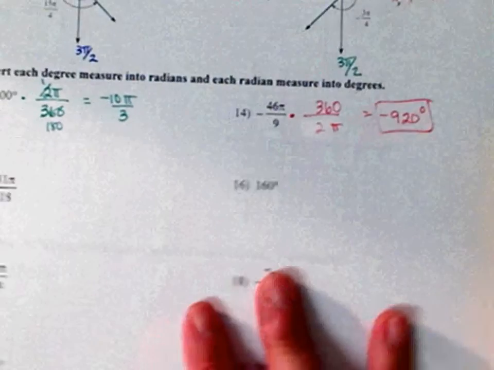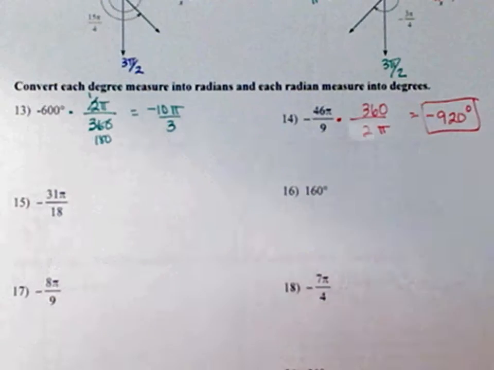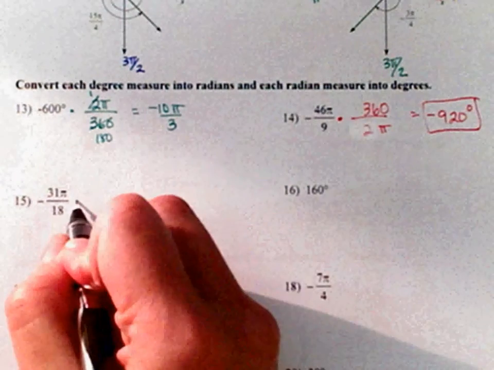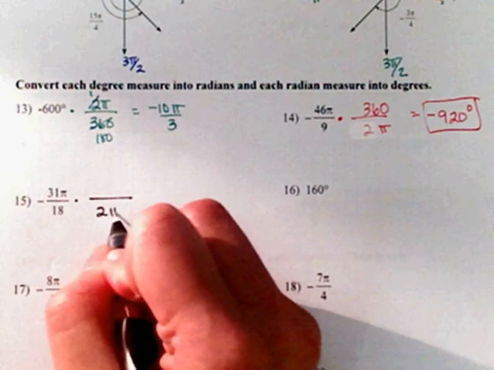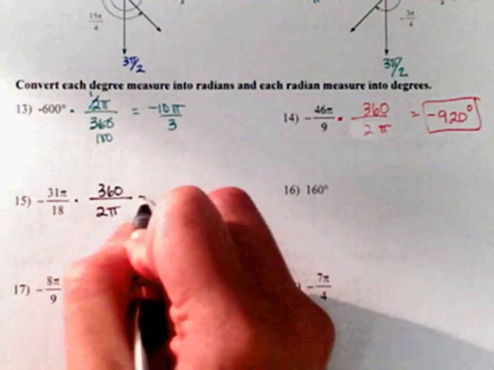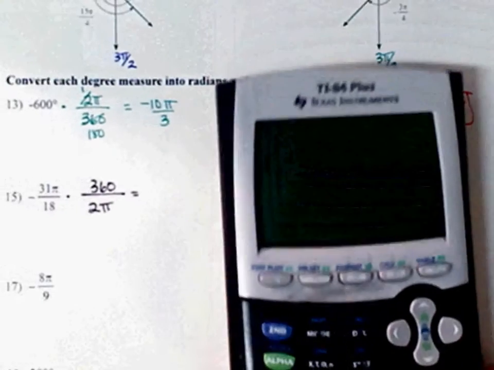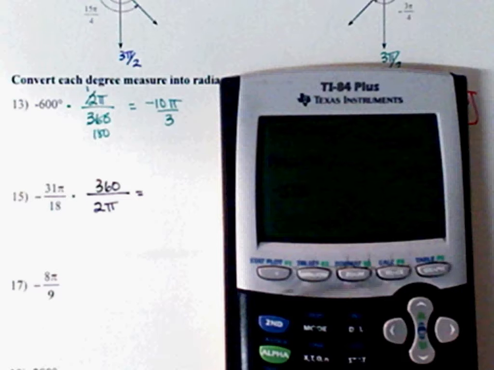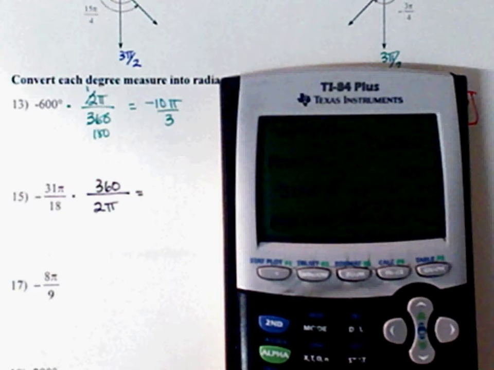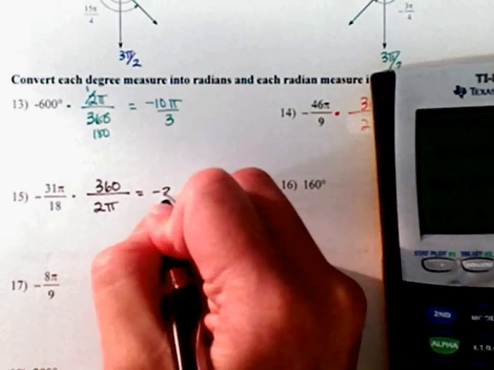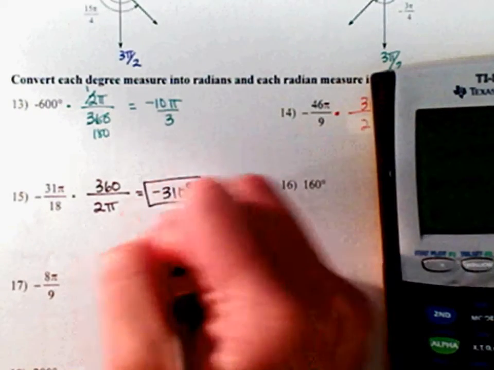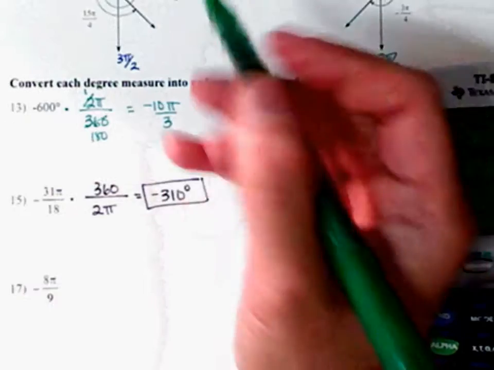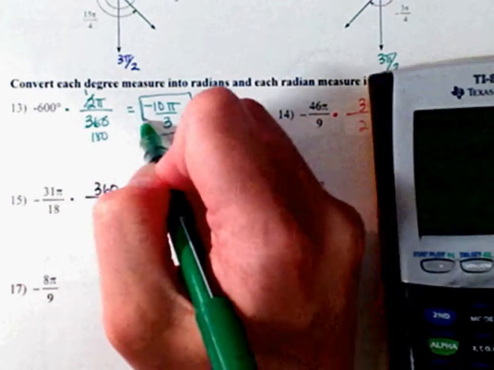15. You got radians. So I want to convert that to degrees. So 2 pi is equal to 360, okay? So here's my math. Negative 31 times 360, divided by 18, divided by 2. And that leaves you the same thing as negative 310 degrees. All right.